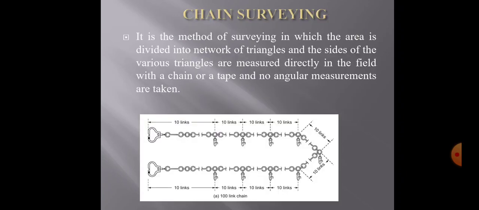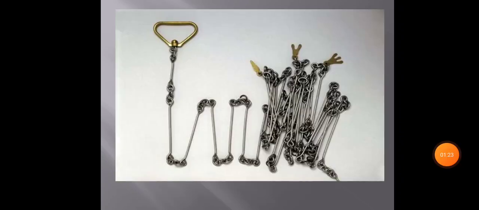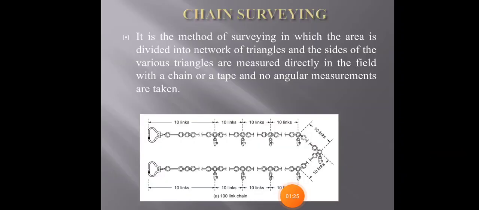Now, the definition of chain surveying. It is the method of surveying in which the area is divided into a network of triangles, and the sides of the various triangles are measured directly in the field with a chain or tape and no angular measurements are taken. It means that in chain surveying, plotting triangles requires no angular measurement if the three sides are known.